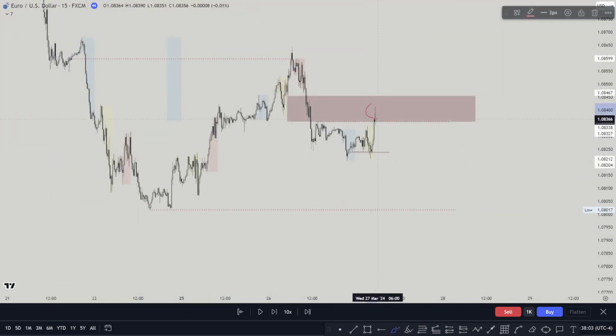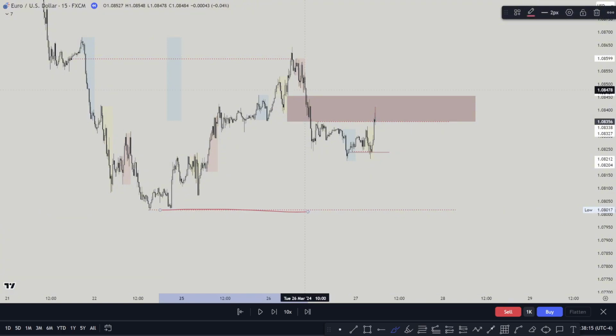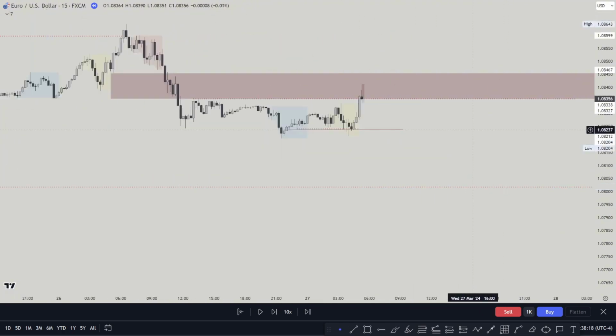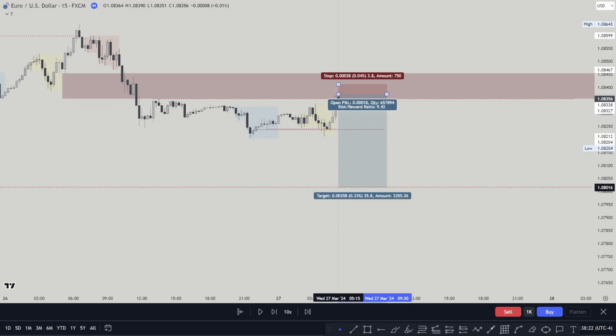This was a valid entry here in order to go where? Maybe another entry here to go all the way to the main target of the market maker sell model in this case. So this was the external liquidity on the 4 hour. That was my target. That's a huge target, I know. So what I targeted is this one right here.